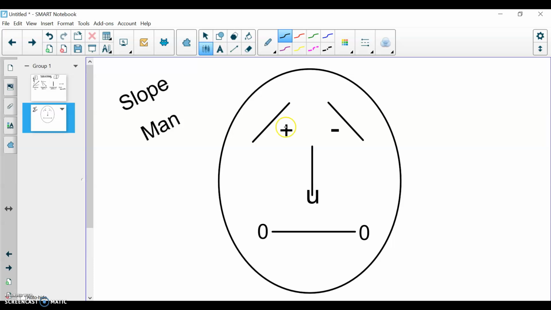I have created this thing called SlopeMan, and it's simply just a face. But you'll notice that the eyes are your positives and your negatives. Your nose is comprised of an up and down, a vertical line with a U. And your mouth, the dimples are zeros. So this is just a visual representation to help you identify the different types, the difference between zero, undefined, negative, and positive types of slopes, right?